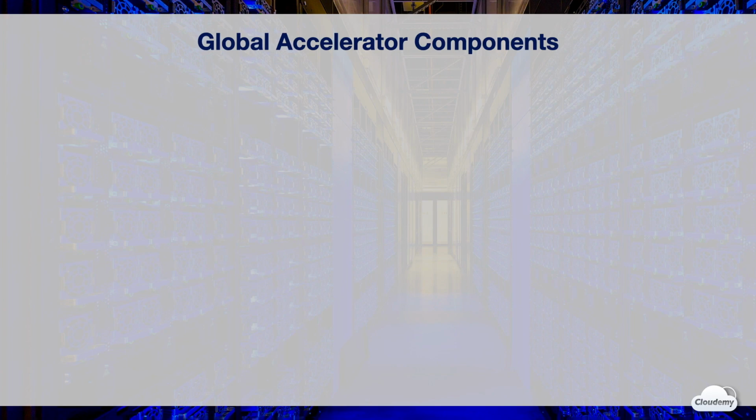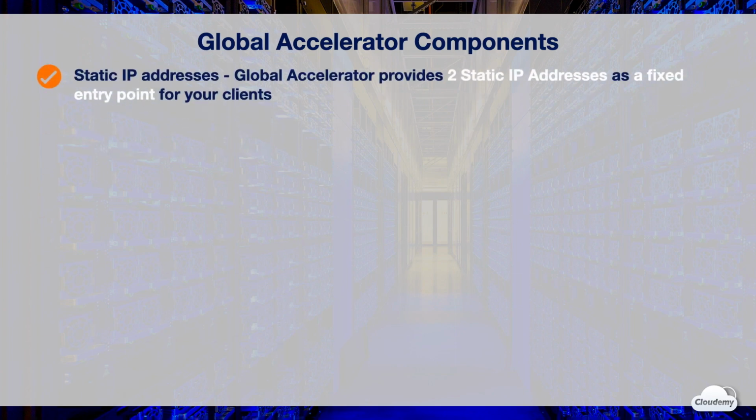Global Accelerator includes the following components that work together to help you improve the application availability and performance. Global Accelerator provides you with two static IP addresses that are anycast from the AWS Edge network. You can also bring your own IP address range to AWS and assign them to your accelerator. The IP addresses serve as a single fixed entry point for your clients. If you already have elastic load balancing, EC2 instances, or elastic IP addresses set up for your applications, you can easily add them to Global Accelerator.